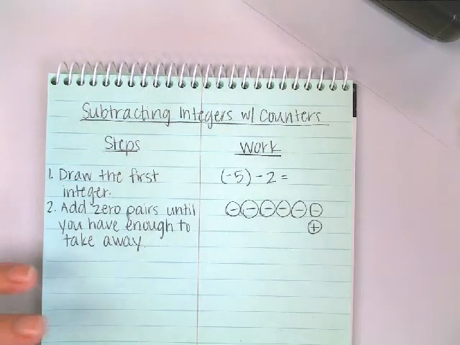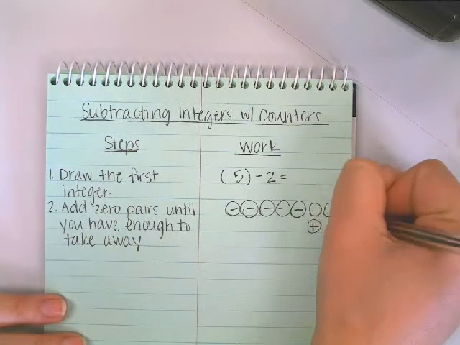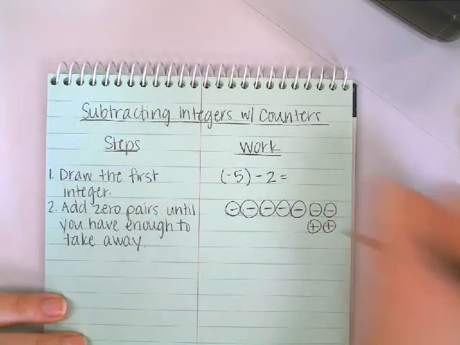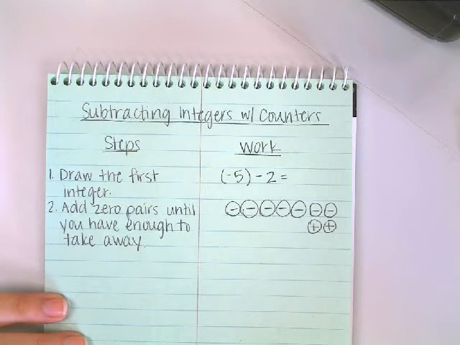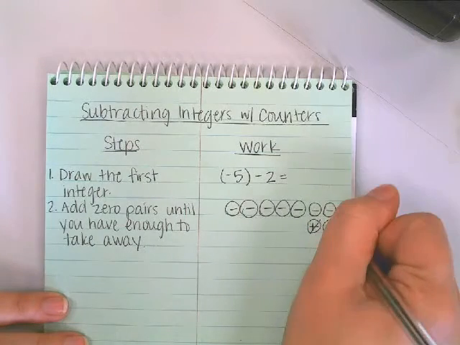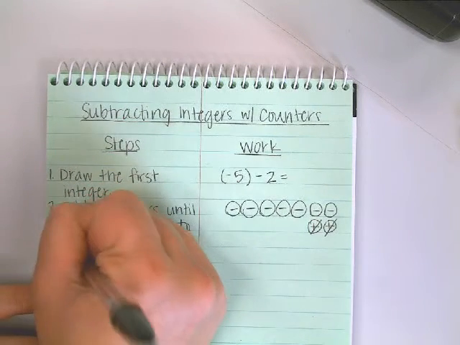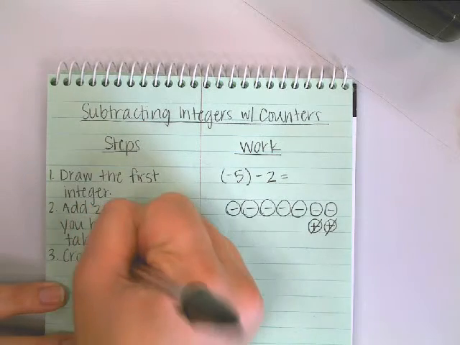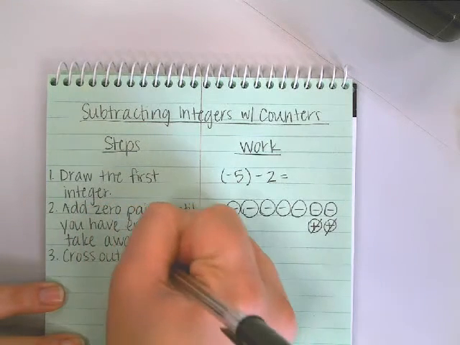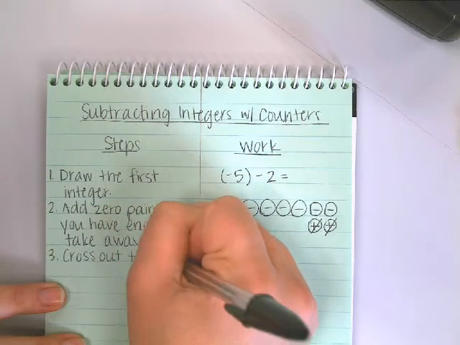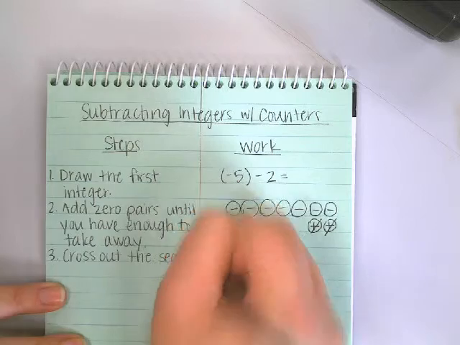So here's 1 0 pair. I don't have 2 positives to take away yet, so I need to keep adding. Do I have 2 positives to take away now? Absolutely. So I'm going to go ahead and take those 2 away. That'll be my third step, is to cross out the second integer because you're taking them away.